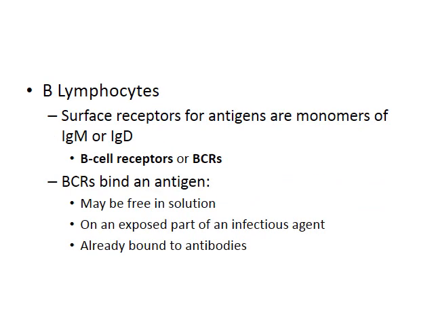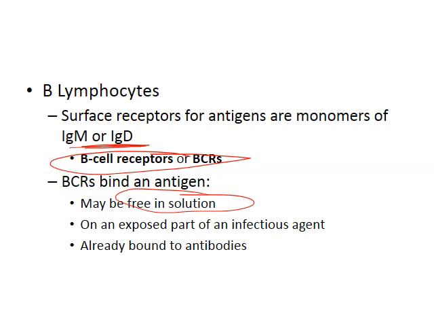So then we go into B lymphocytes. Remember, these are monomers of IgM or IgG, and these are B cell receptors. Once the B cell receptors bind an antigen, they can bind them either if they're free in the solution, exposed part of an infectious agent, or already bound to antibodies.